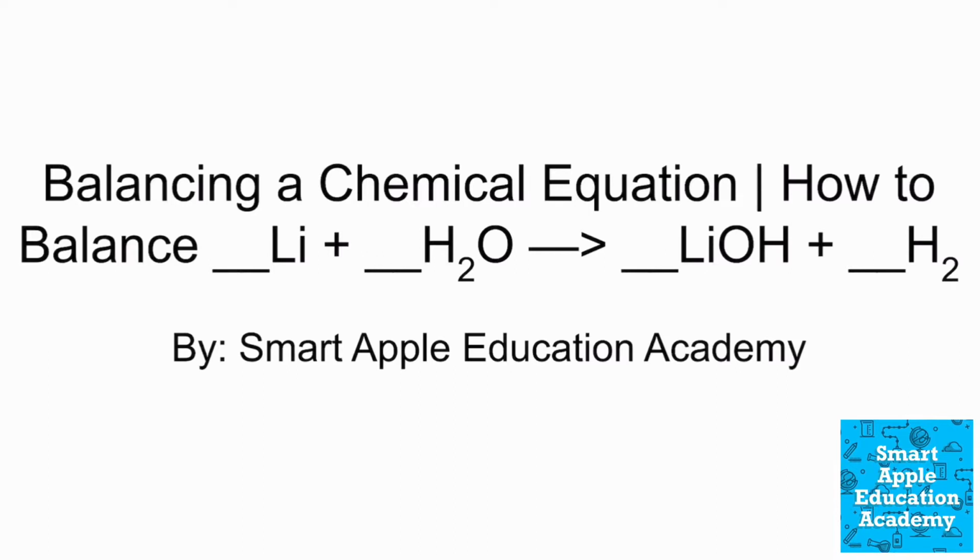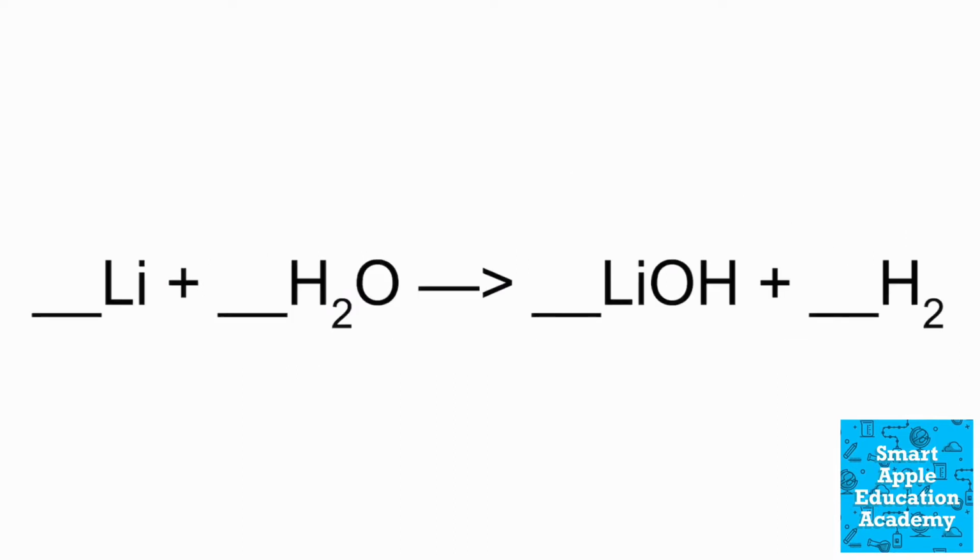Now, let's get started. So we have this chemical equation in front of us. It says Li plus H2O yields LiOH plus H2. In other words, it says lithium plus water yields lithium hydroxide plus dihydrogen. This is the chemical equation that we're going to balance.